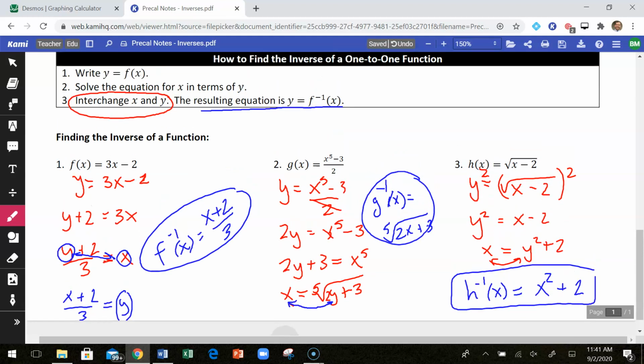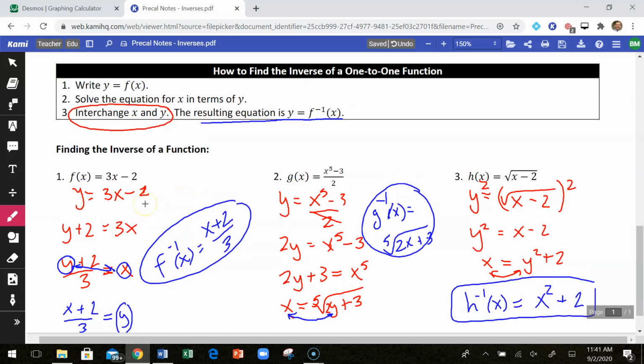Okay, same steps every single time when finding an inverse. Follow those. As long as your algebra skills are good, you shouldn't have any problem finding inverse functions. One thing that I do want to show you before I stop the video is that a function and its inverse will always be symmetric about the line y equals x.